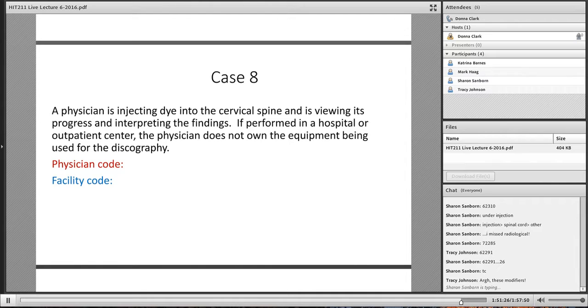Always ask yourself: is there a modifier applicable to whatever you're coding? You always need to ask that question.